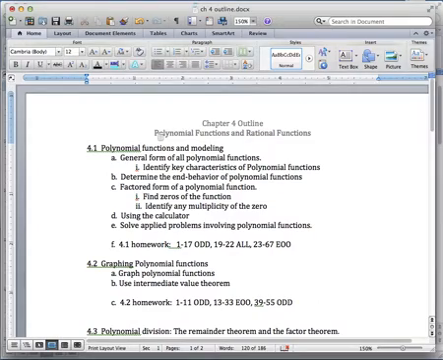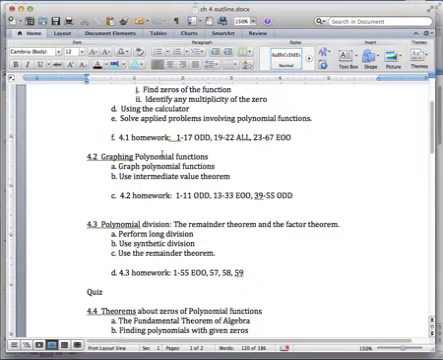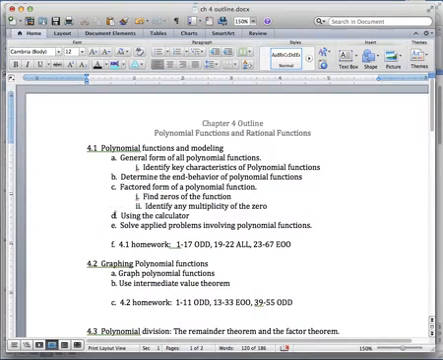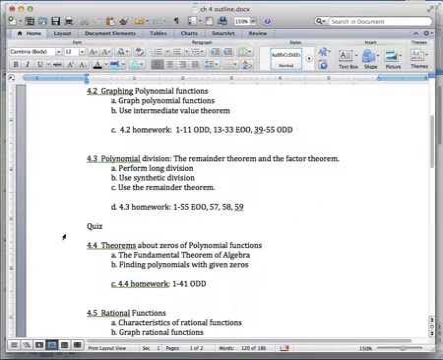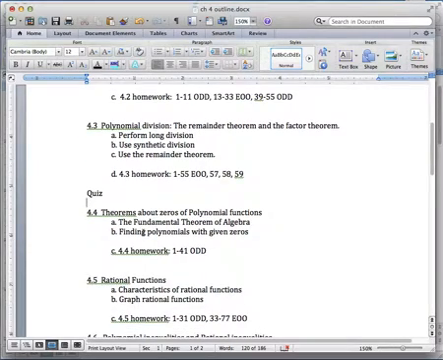So the outline that we have for this, I gave this to you via School Loop earlier, right at the beginning of the semester. So far, we've gotten through 4.3. Then we had a quiz. That should have been done in class on Tuesday. But I'll have those graded when I come back to school on Monday.